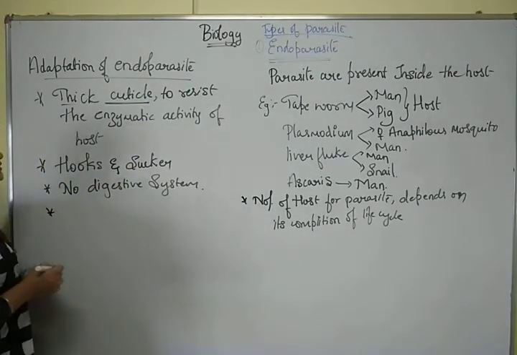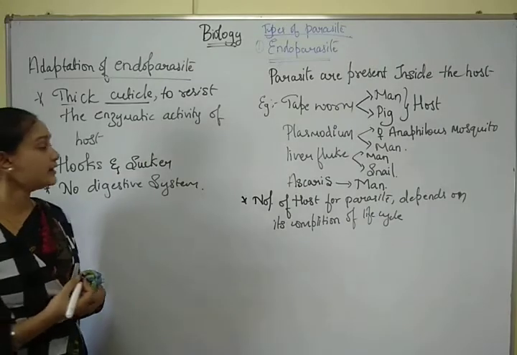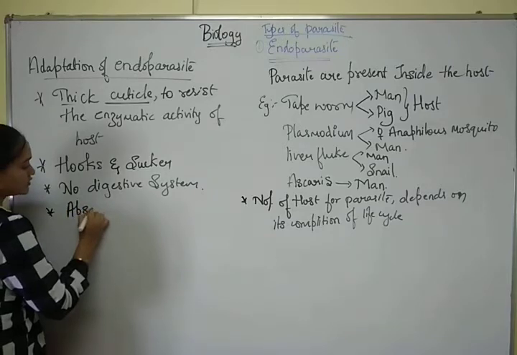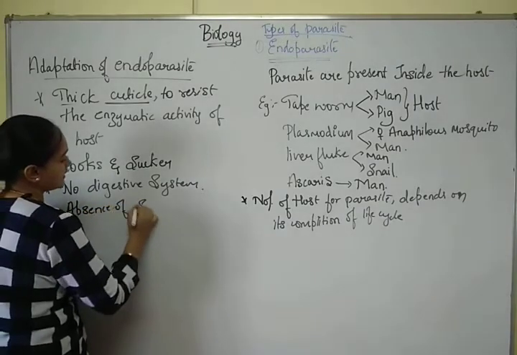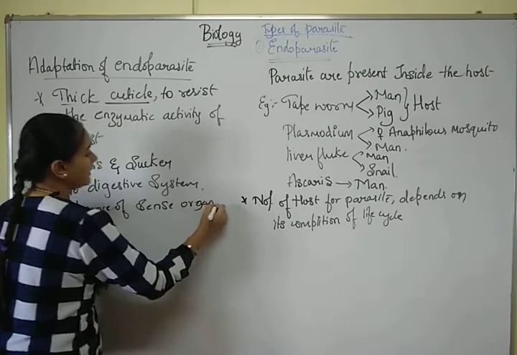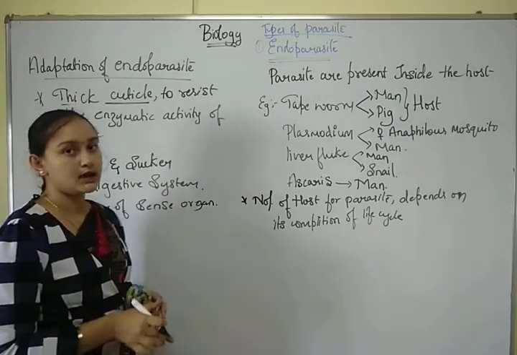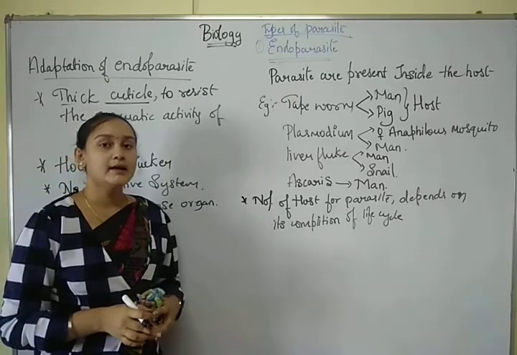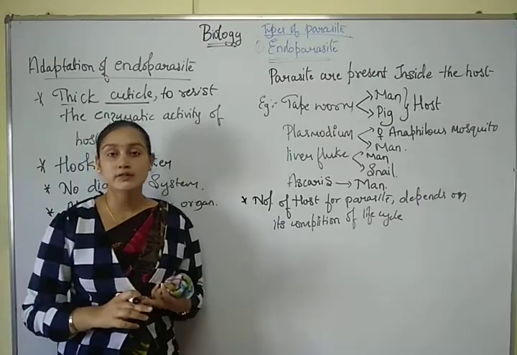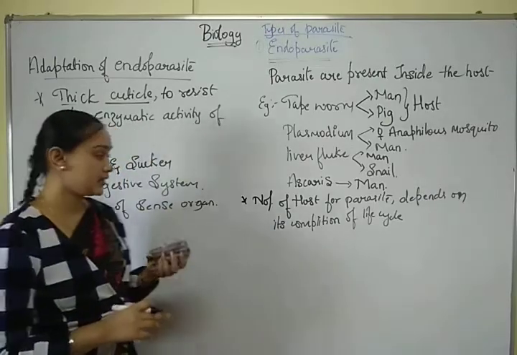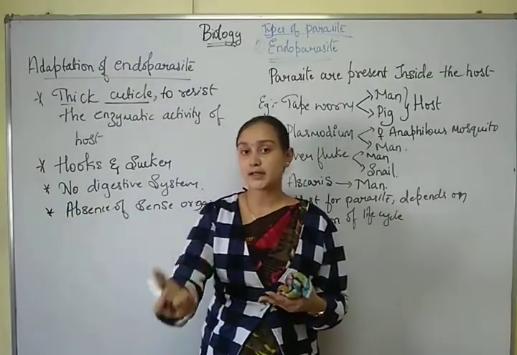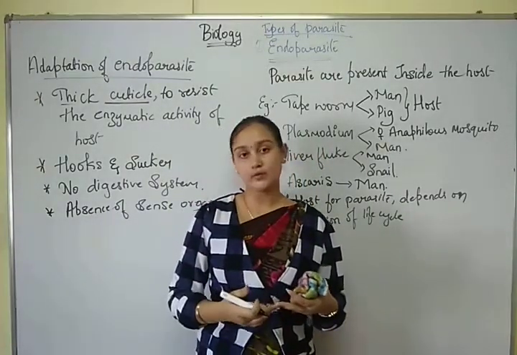And the next adaptation in endoparasite is the absence of sense organs. This parasite is present inside the host itself, right? And it is getting the nourishment from the host itself. So it doesn't require any sense organ to communicate with the outer environment.